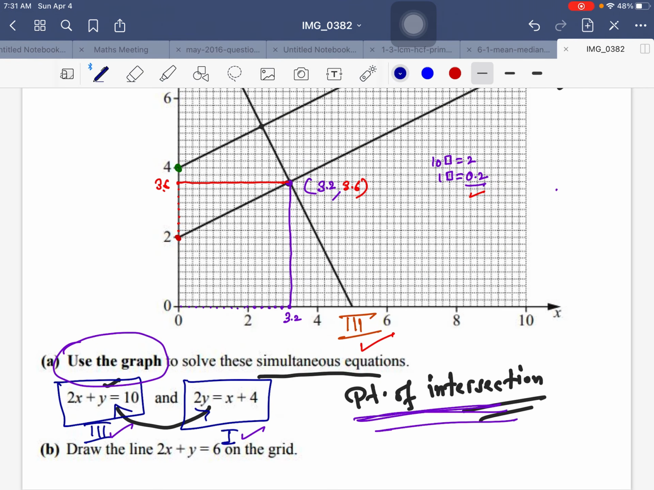B part, draw the line 2x plus y equal to 6, which is none of all these three lines. It's a different line, right? So this is a different line.